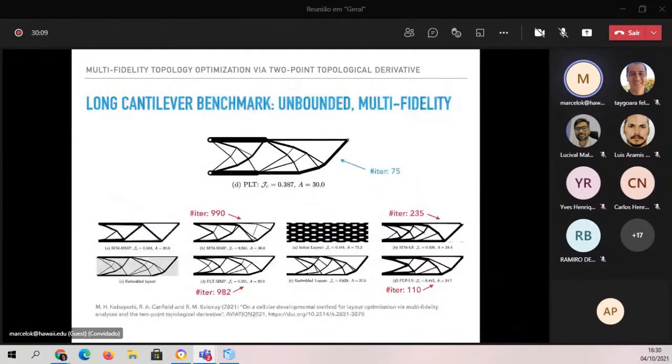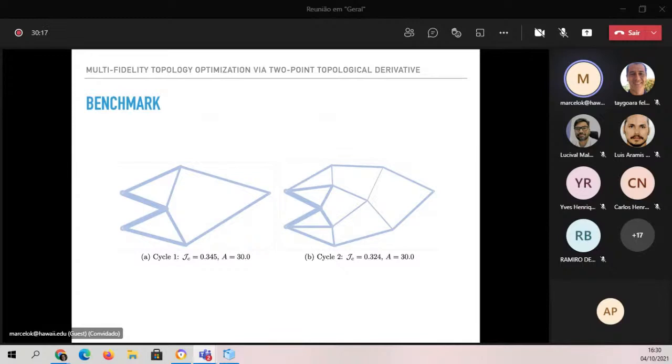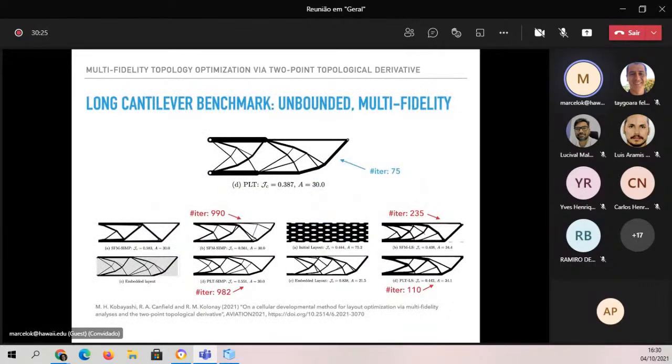Okay, so that was a single fidelity model. The model that we used here is a two-dimensional plane strain model for the finite element. But we have a skeleton, if you remember, right? We have a skeleton underlying that structure, that frame. So can we take advantage of that skeleton? And the answer is yes.